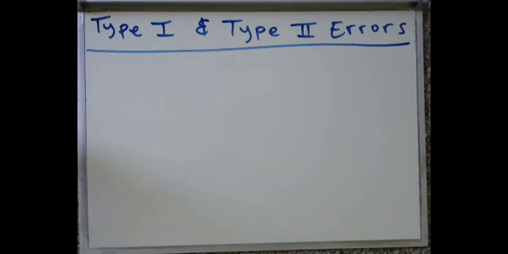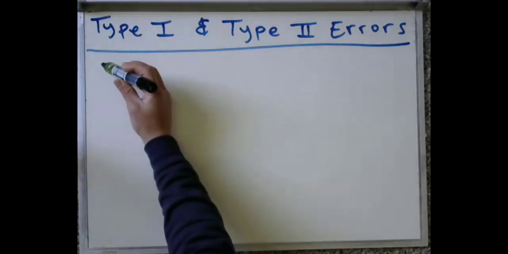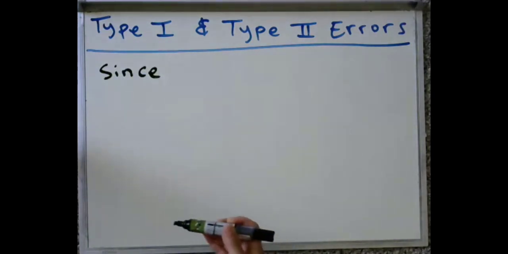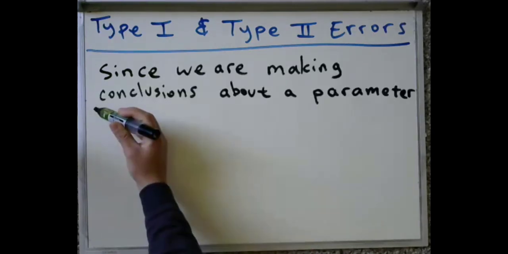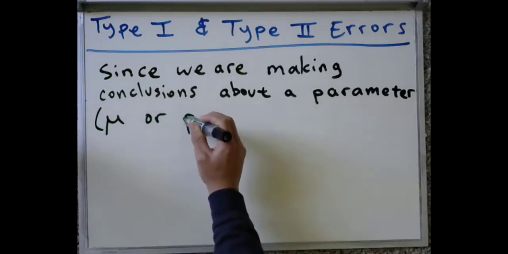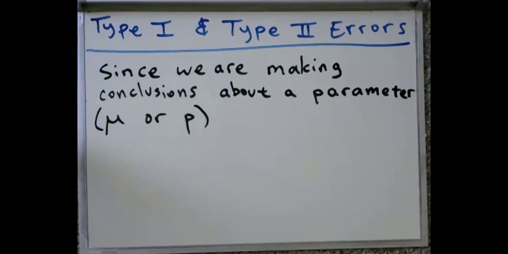In this video, we're going to discuss the potential errors that can be made from a hypothesis test. These are called type 1 and type 2 errors, not very creative names, but the idea is that we are trying to infer to a population parameter. That parameter might be the population mean or the population proportion.